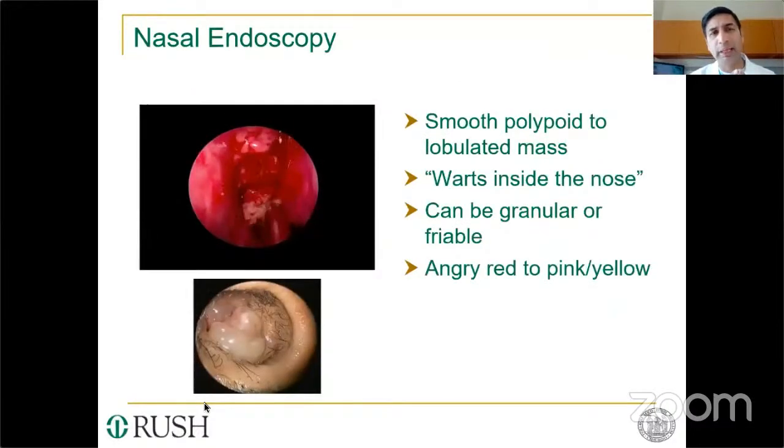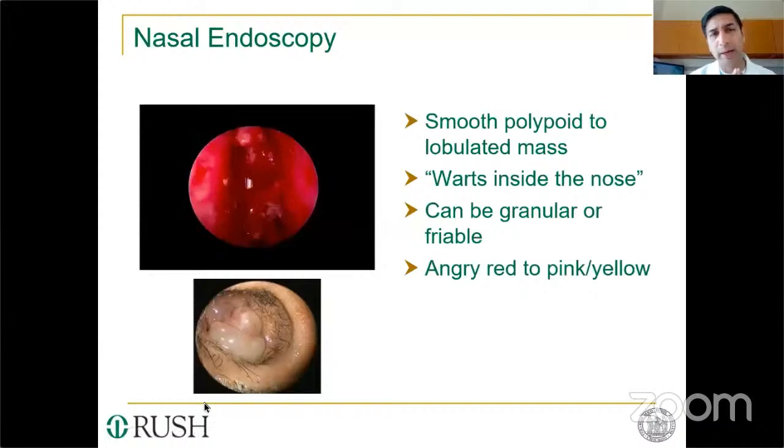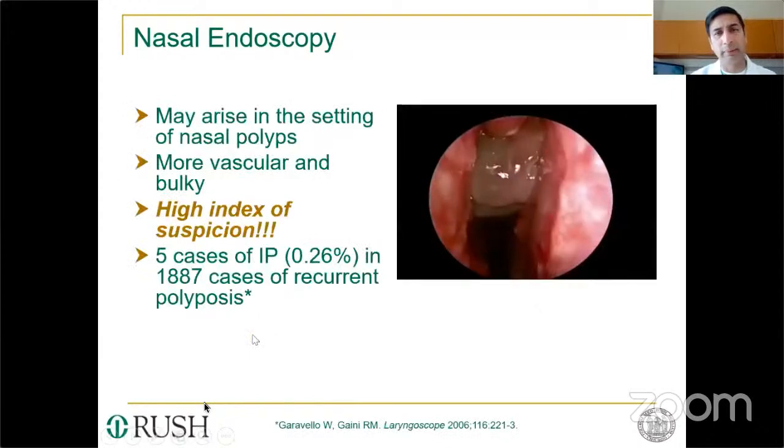And here you see some classic endoscopic examples. You can see this warty appearance of this tumor that I am starting to resect in this patient with a very large left ethmoid inverted papilloma. I'll show you more in this video, but this does not have the typical appearance of polyps. It is much more friable, much more bulky, angry and red appearing, although sometimes it can have more of a bland appearance.